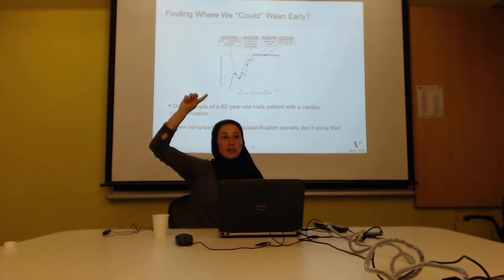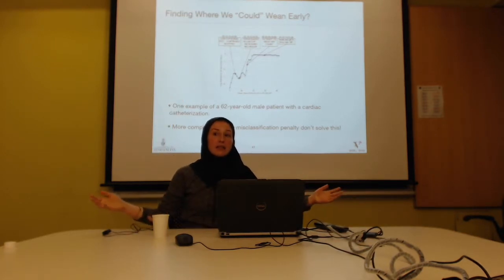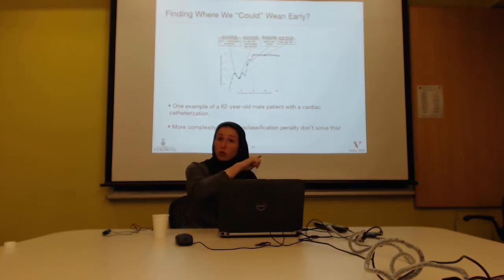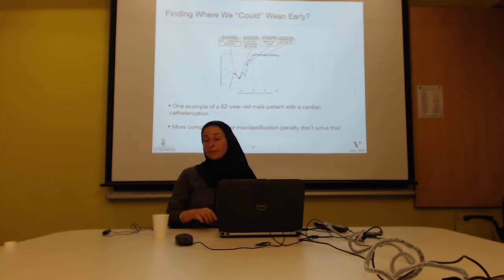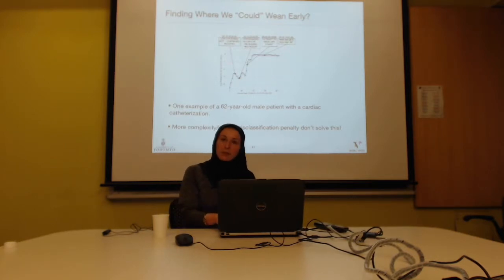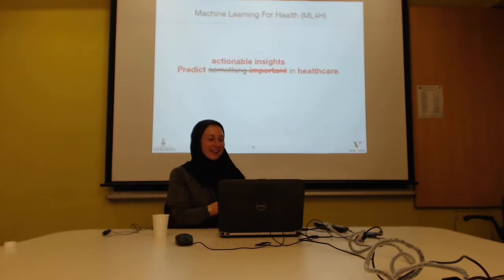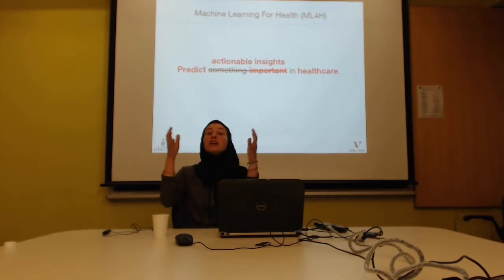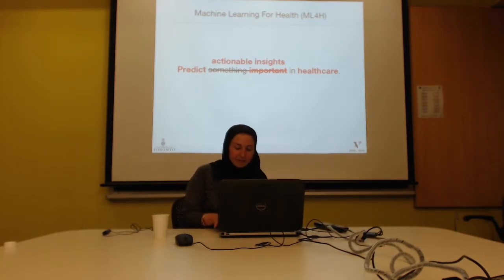And when it predicts something like this, who's right? The note that says maybe you can wean off today? And we agree with that? Or is it the actual record of when this patient was weaned? And this is not something that you can solve with more complexity in your model or a higher misclassification penalty. This is a legitimate problem with the data that we have. It makes it harder. So scratch that again. We're not going to predict something important in health. We're going to predict actionable insights in healthcare, right?